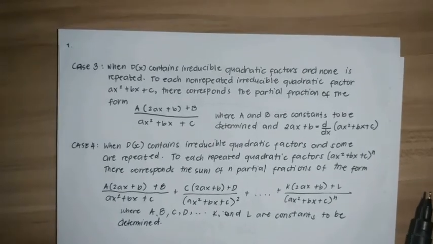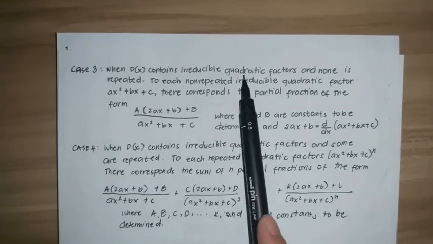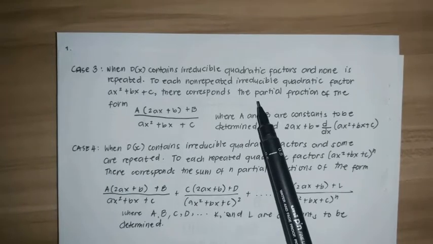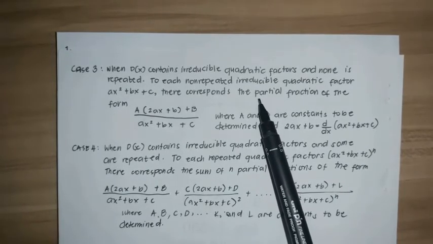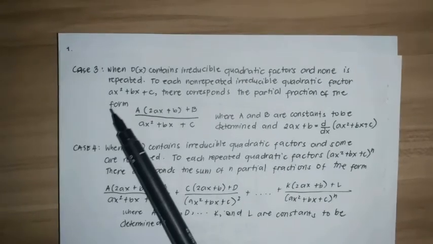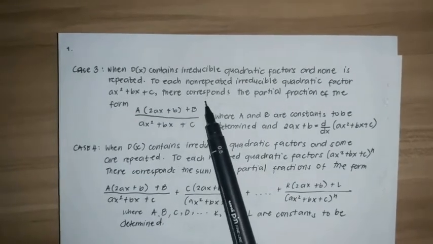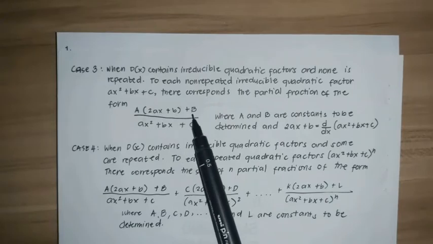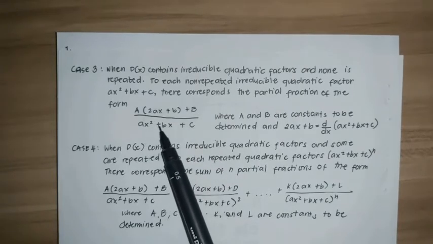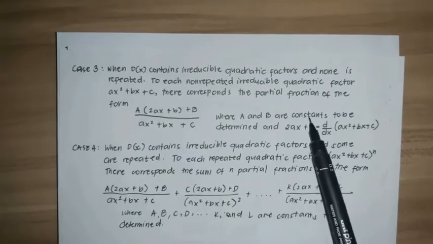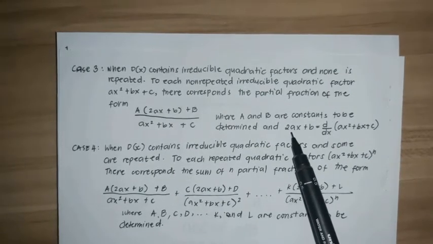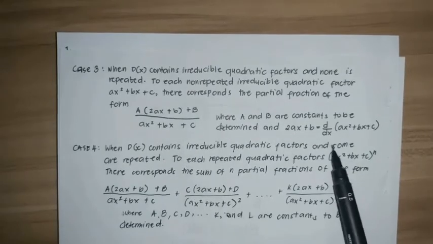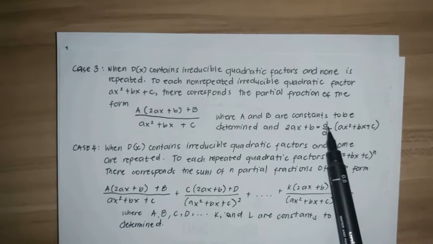Alright, so let's move on to case 3. In case 3, when d of x contains irreducible quadratic factors and none is repeated, to each non-repeated irreducible factor, meaning you cannot reduce it or get factors, with the given expression ax squared plus bx plus c, there corresponds the partial fraction of the form A quantity 2ax plus b plus B all over ax squared plus bx plus c, where A and B are constants to be determined, and the 2ax plus b will be the first derivative of your denominator. So we have ax squared plus bx plus c, and then get the first derivative.